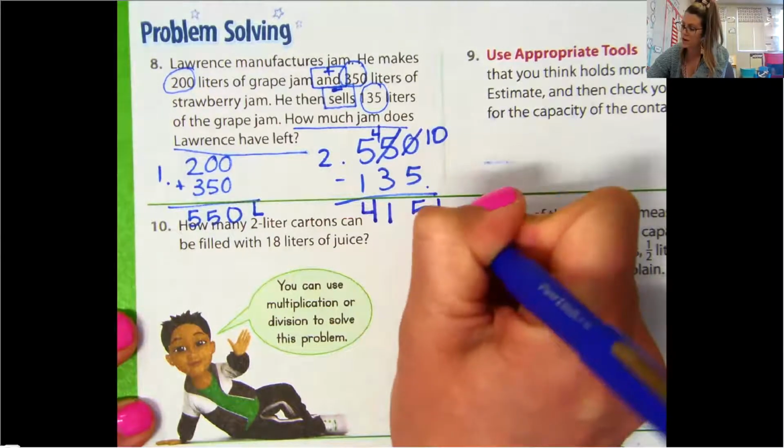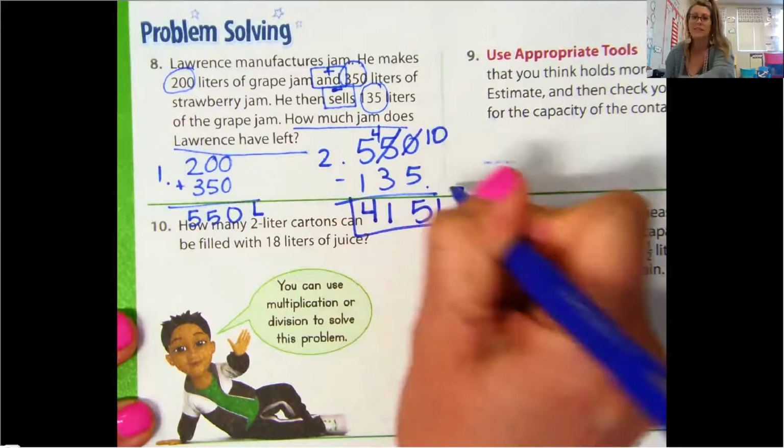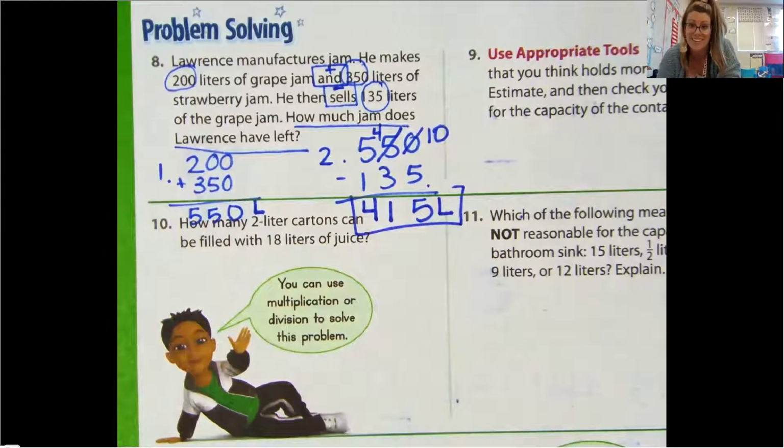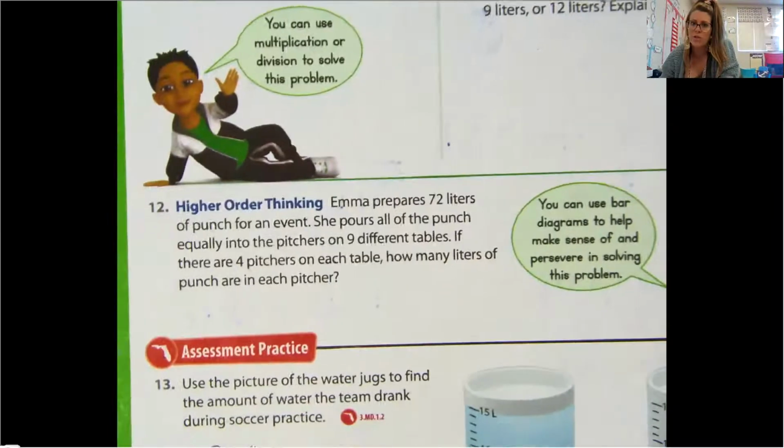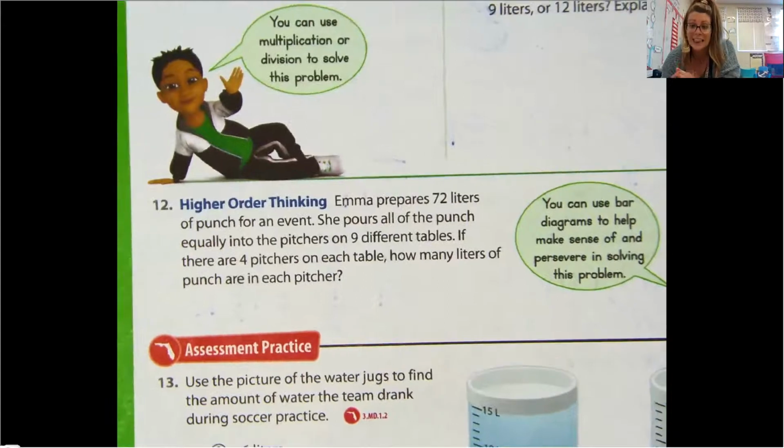You should have gotten 415 liters. Did you get that right? You did. Here's your brain. Woo woo. If not, you need to be practicing your subtraction. All right, let's go ahead. We're going to do 2 more before I send you off. Guys, this is exactly like your quick check. We're just flipping around numbers, okay?